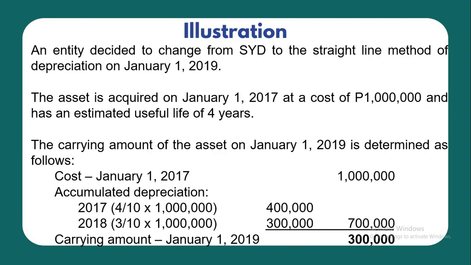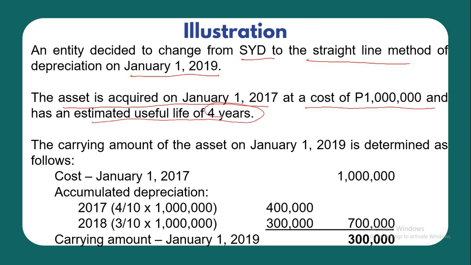Okay? Say for example, in this case, the entity decided to change from SYD to straight line method of depreciation on January 1, 2019. Well, the asset is acquired on January 1, 2017, that is 2 years ago, at a cost of 1 million and had an estimated useful life of 4 years. Okay? So, starting sa January 1, 2019, ang imuhang depreciation should be under or using the straight line method. So, sa una nato buhaton, we need to update the carrying amount of the asset on this date sa change. Okay? So, pila man yung carrying amount on January 1, 2019.